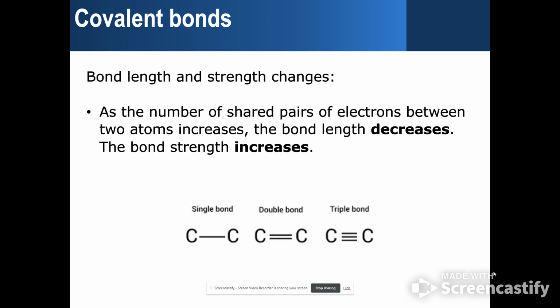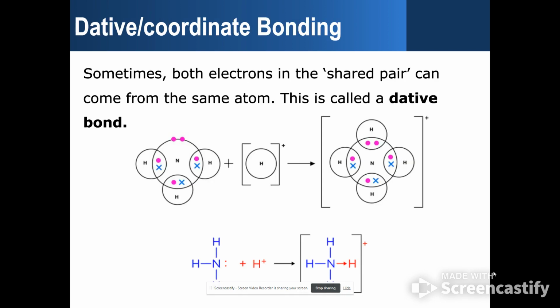However, the bond is getting stronger. So the bond will get shorter because the attraction is greater, but it's also getting stronger because of the more attraction. So it will require more energy to break. Therefore, the triple bond will have a higher melting and boiling point than a double bond, and the double bond will have a higher melting and boiling point than the single bond. But you must link this back to the number of electrons in between the nuclei.